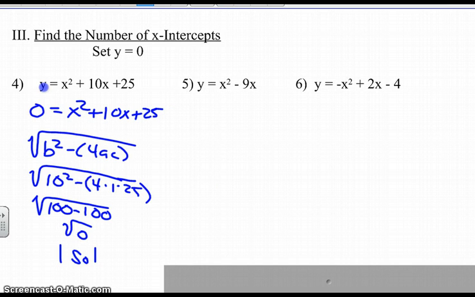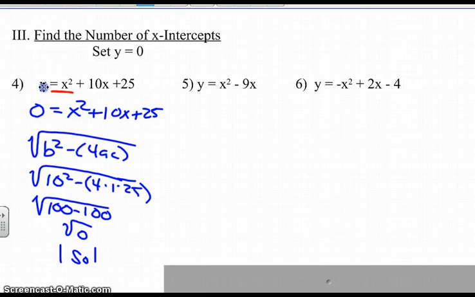So it means there's one x-intercept. There's one x-intercept. So again, the vertex is sitting on the x-axis. And it looks like this is opening up. So you have some sort of a parabola that's sitting right on the x-axis. Okay?